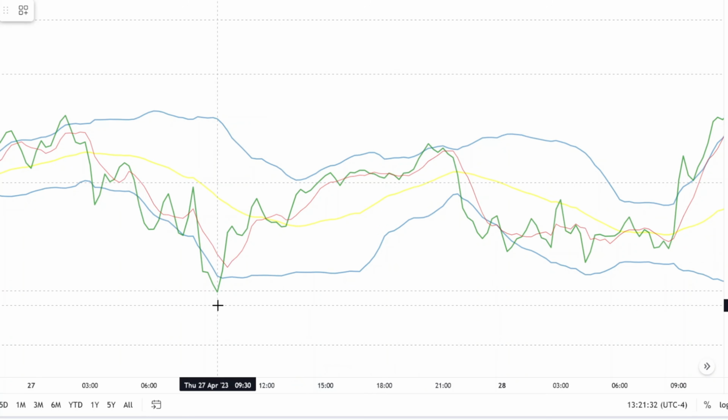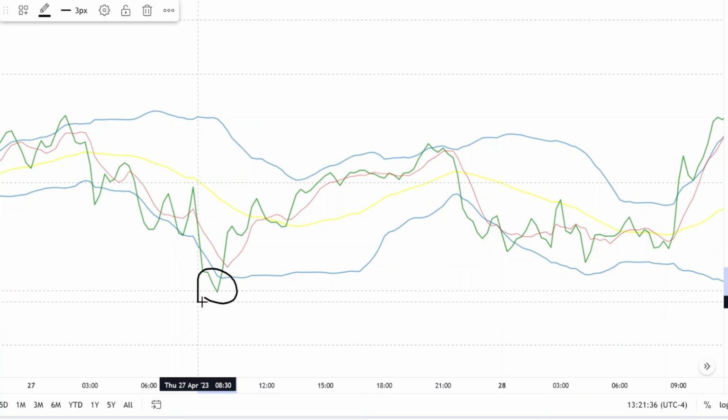So what you want is a shark fin, as you can see right here. This is what we call the shark fin, our green line forming a pointy point that looks like a shark fin, to occur outside of the water. This is the water right here, this blue line. So you would want the shark fin to occur outside of the water.